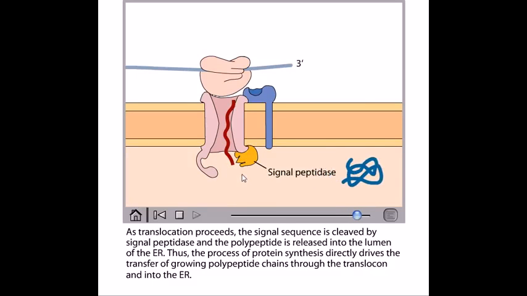Thus the process of protein synthesis directly drives the transfer of the growing polypeptide chain through the translocon into the ER. So that's how the protein, which has been translated onto the ER, is translocated from the external portion of the ER into the lumen of the ER. Okay, so that's how co-translational synthesis is done, and I hope that's going to help you. Thank you.